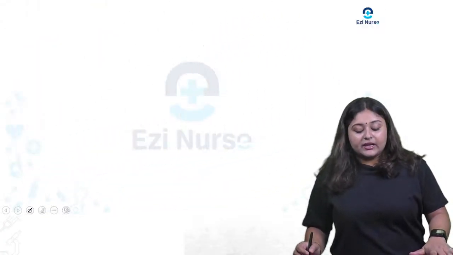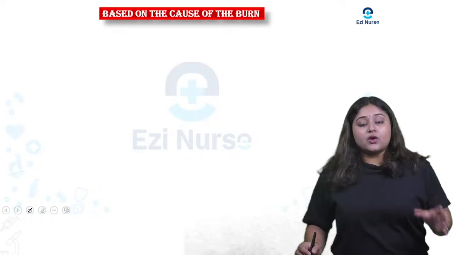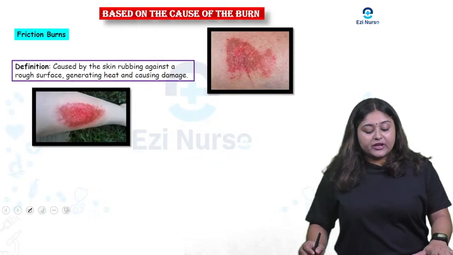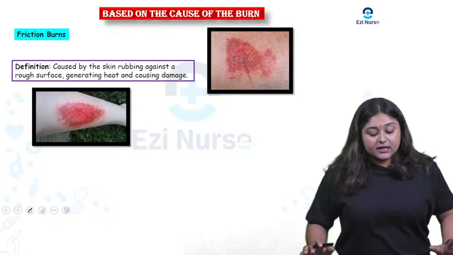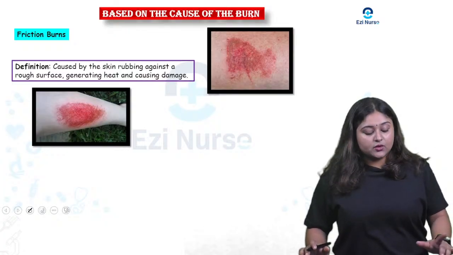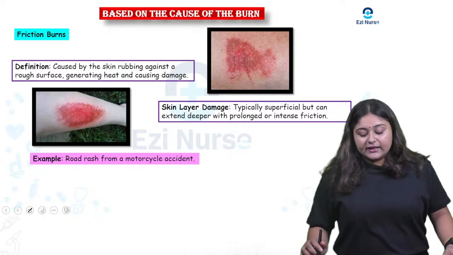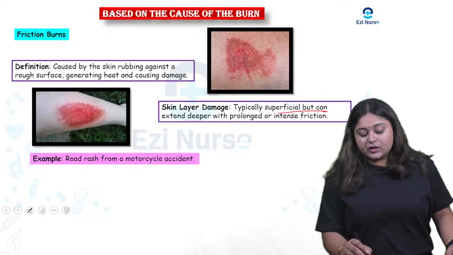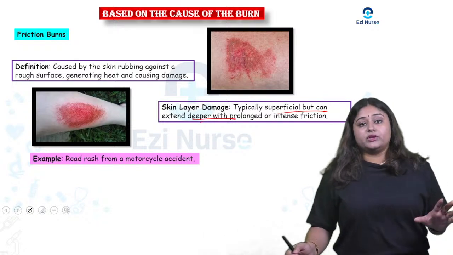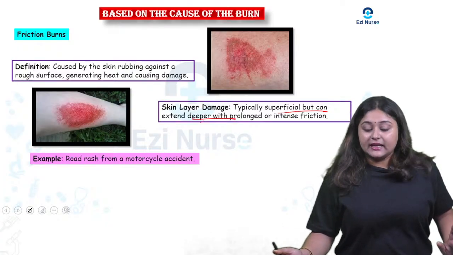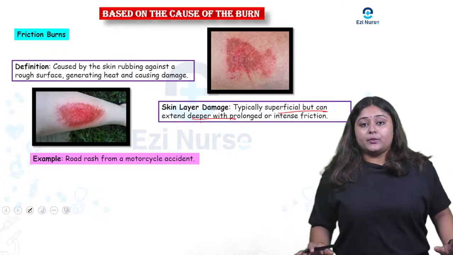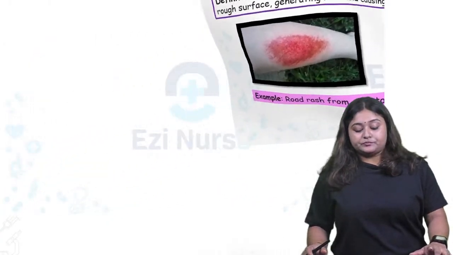So now come to the next, that is based on the cause of the burn. So that is friction burn. So definition is nothing but caused by the skin rubbing against a rough surface, which is generating heat and causing damage. So skin layer damage is typically superficial but can extend deeper with prolonged or intense friction. So example like road rash from a motorcycle accident. Okay, so these all are about based on cause of the burn.